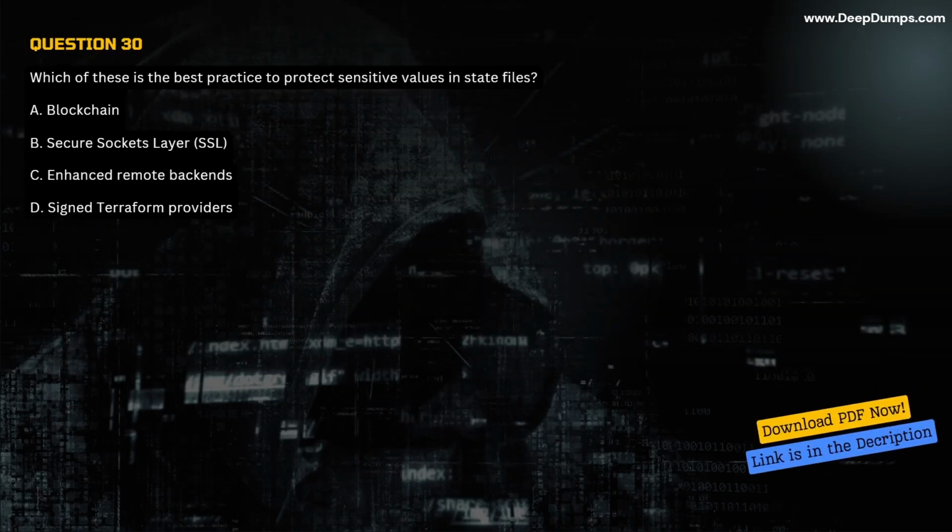Question 30. Which of these is the best practice to protect sensitive values in state files? A. Blockchain. B. Secure Sockets Layer, SSL. C. Enhanced Remote Backends. D. Signed Terraform Providers. Correct answer, C.